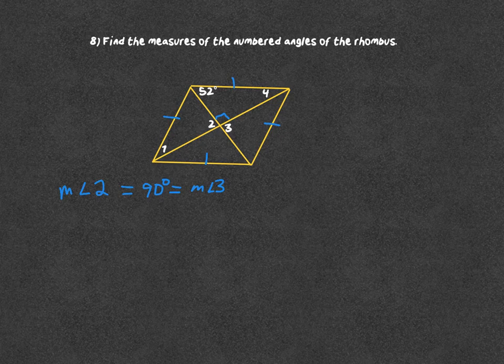Now we should be able to find the measure of angle 4, because if we look at this triangle right here, we have two of the angles, so we should be able to figure out the third angle. 52 plus 90 plus the measure of angle 4 should equal 180 degrees. So then you subtract the 90 and the 52. And then you get the measure of angle 4 equals 38.